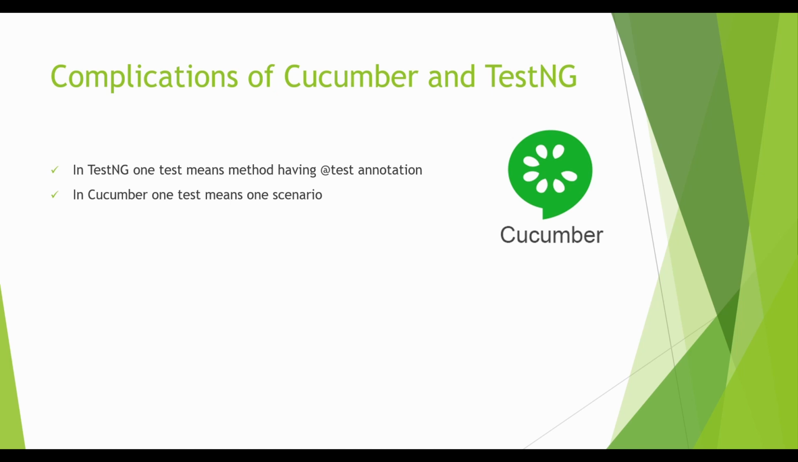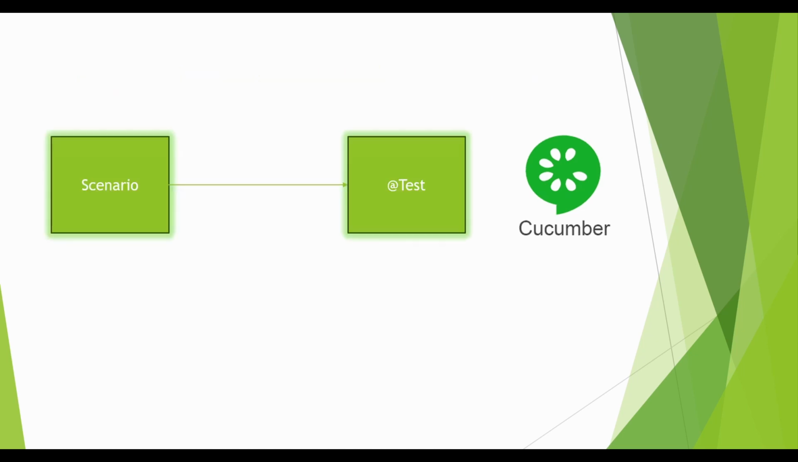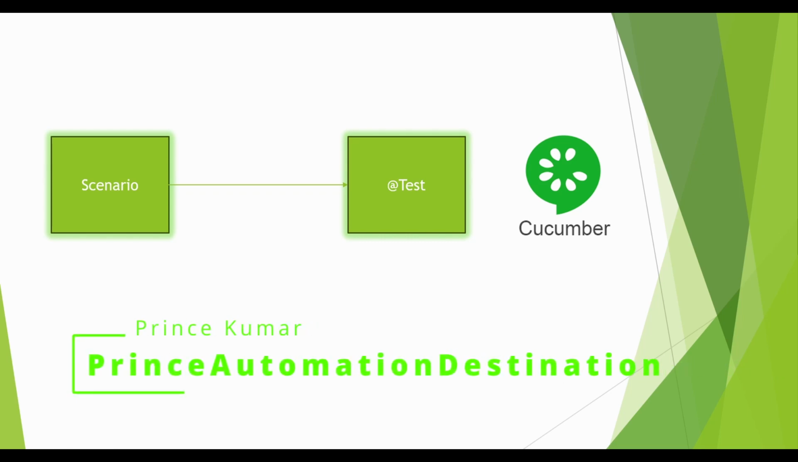Before we move on, let us understand what the complications of Cucumber and TestNG are. In TestNG, one test case means any method having the @test annotation. So TestNG considers that as a test case. And in Cucumber, one scenario means one test case. Meaning, within the feature file, anything that starts with scenario is considered as one test case. Now the challenge is how to convert this scenario in the form of @test. So this is what we are going to demonstrate today.